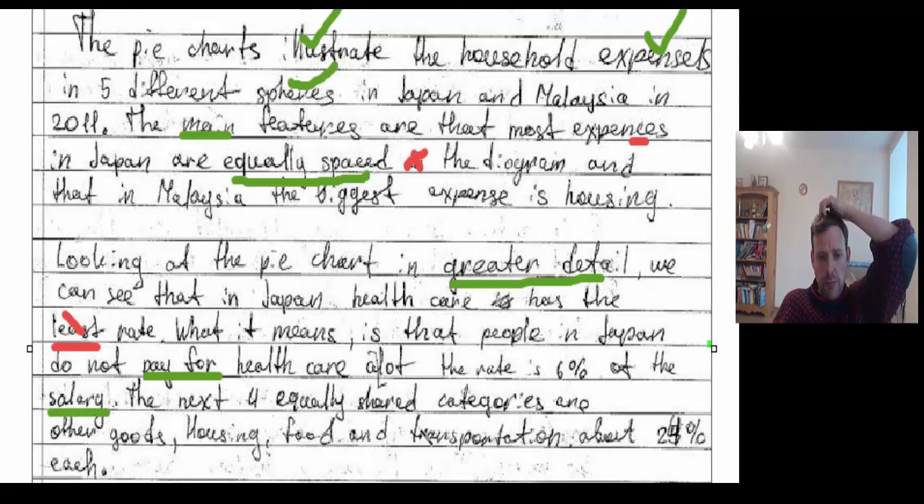The next 4 equally shared, we're repeating that. Categories. So that's good. Did they use 5 different spheres before? Now they've got 5 different categories. So good paraphrasing. There's a range of language here. Okay, about 25% each. So looking pretty positive so far.